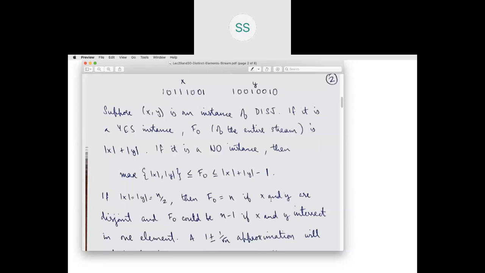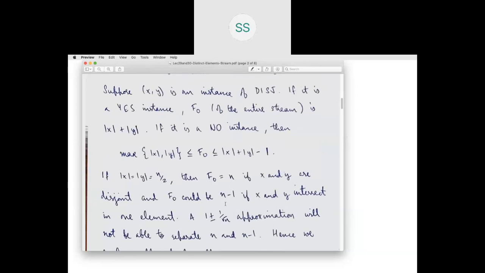And if they are not disjoint, let's say x and y are not disjoint, then f0 could be as high as n minus 1, right? Because they could overlap in just one element, they will still not be disjoint, but together they span n minus 1 elements. So when they're disjoint, they span n elements. When they're not disjoint, they could span as much as n minus 1 elements.